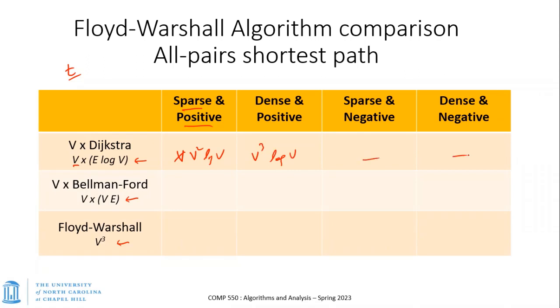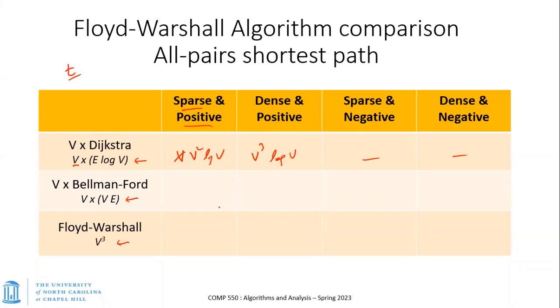Sparse and negative: we can't use Dijkstra whenever you have negative weights, regardless of whether you have a negative cycle or not. Even if you have negative weights, you can't use Dijkstra, as we saw earlier in the proof. Now let's look at Bellman-Ford.